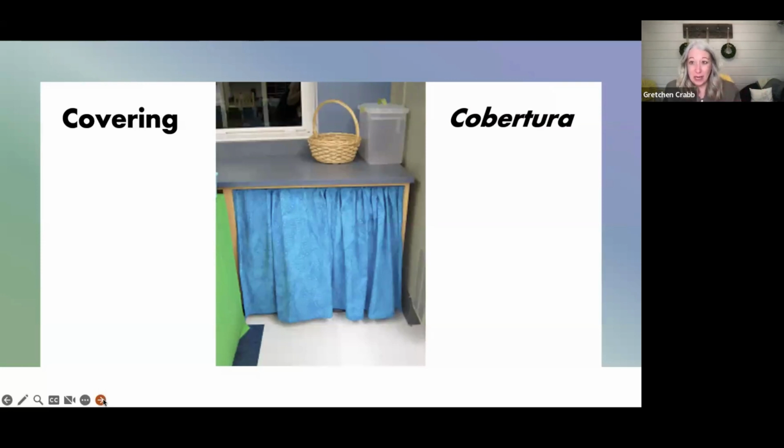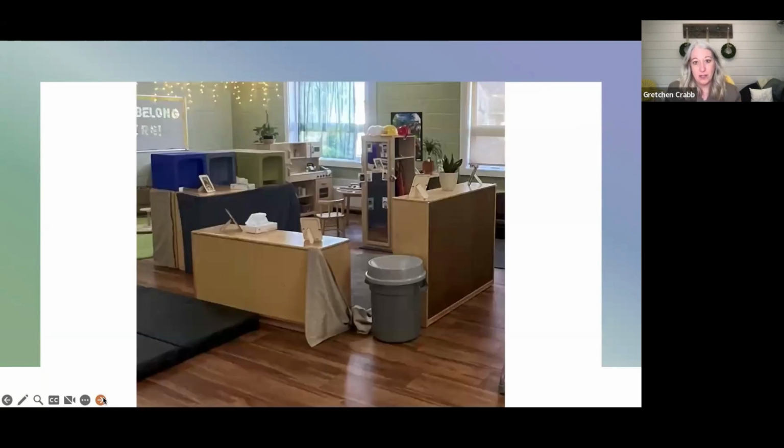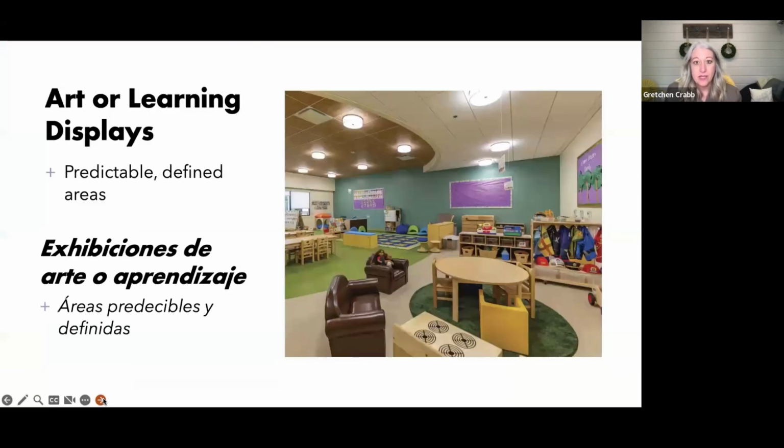So again, during nap time and things like that, covering those areas helps to create a less stimulating environment. This is just another example of a classroom that had done that in that way.